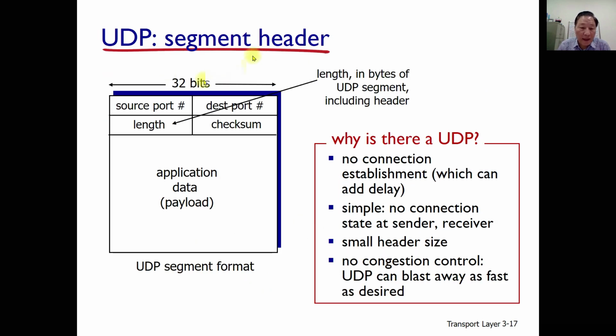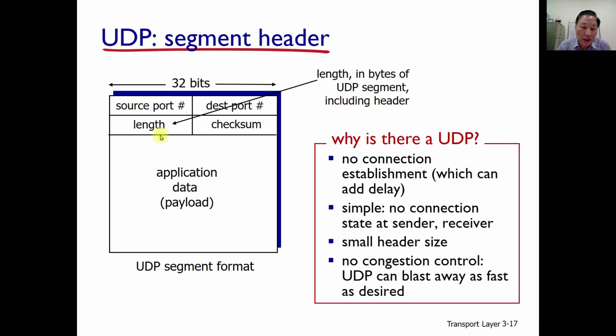UDP segment header format. This one is 32-bit, that means 4 bytes. This one is 2 bytes, that means 16-bit. As we observed already, this one is 16-bit, this one is 16-bit. And the length field is using 16-bit. The maximum length can be 2 to the power 16, that means 65535. That is the maximum length.